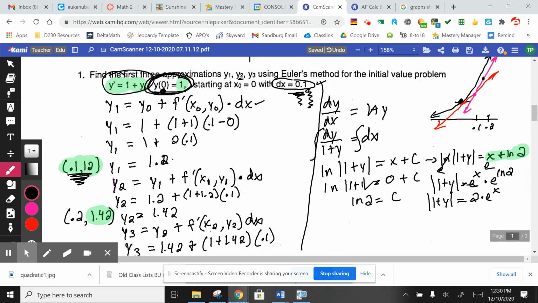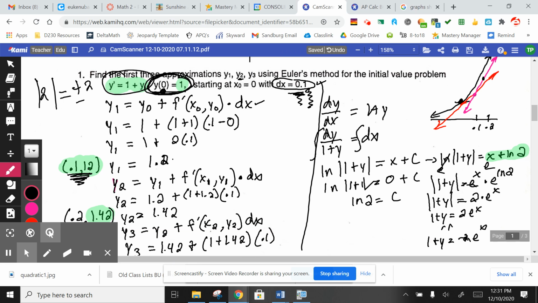Now really think about what absolute values mean. If I gave you, let me do it over here so I don't take up too much room, doesn't the absolute value of 2 have two different possible solutions? It could be a positive 2 and it could be a negative 2. Both of those, if I took its absolute value, will give me a 2. So when I now do this, y plus 1 could equal either a positive 2e to the x, or y plus 1 could have also equaled a negative 2e to the x.